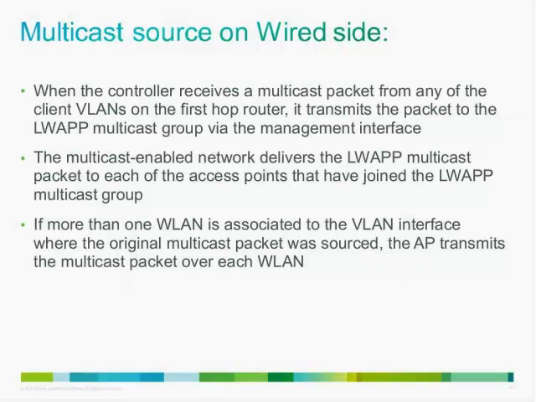as required. If the access point has more than one WLAN that is associated to the VLAN interface where the multicast packet was originally received, then the AP will transmit the packet over each WLAN. And in case the access point has dual radios and there are clients listening on both the radios, then the access point will send the packet out both the radios as well.